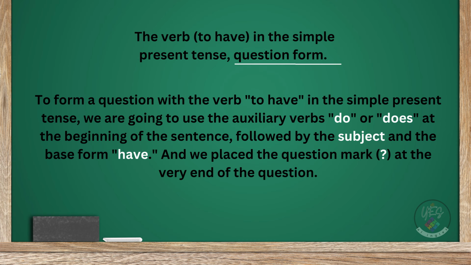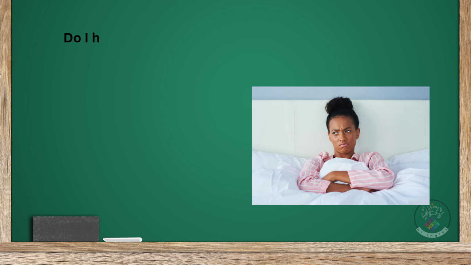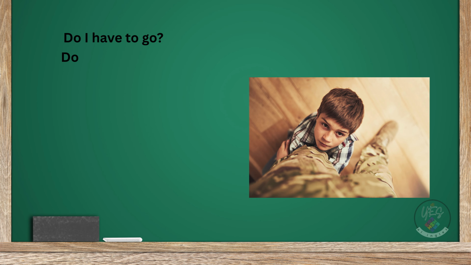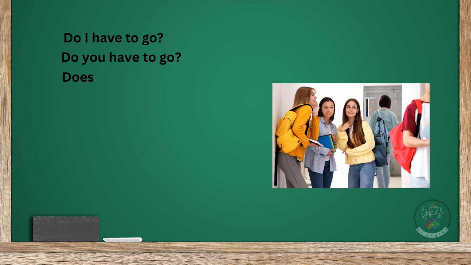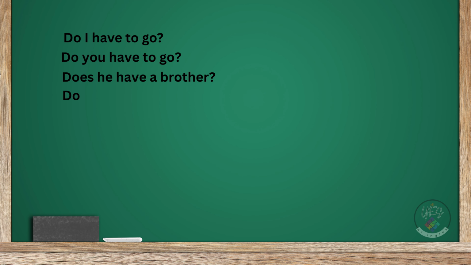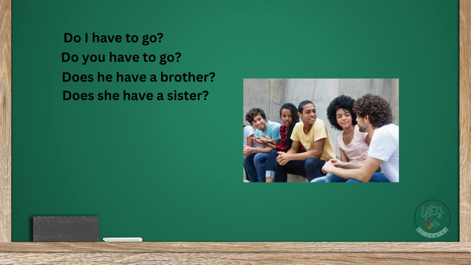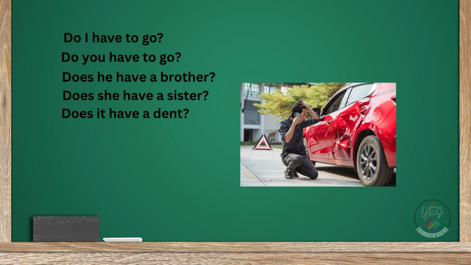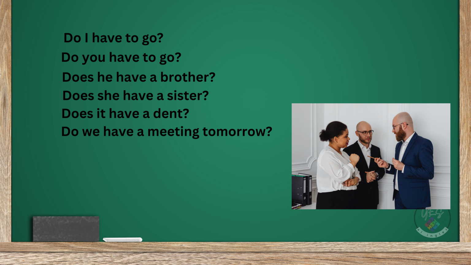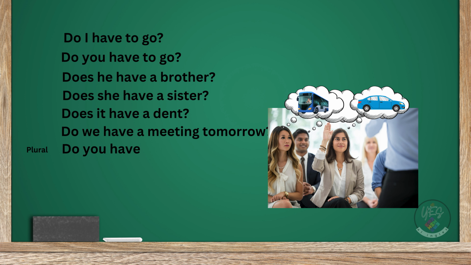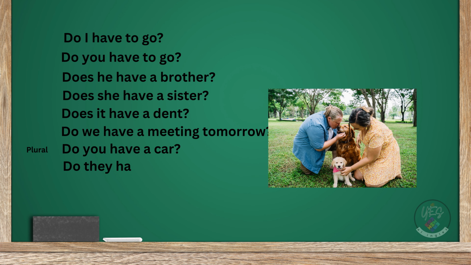Here are some examples. Do I have to go? Do you have to go? Does he have a brother? Does she have a sister? Does it have a dent? Do we have a meeting tomorrow? Do you have a car? Do they have a dog? Good. And that concludes our first part.